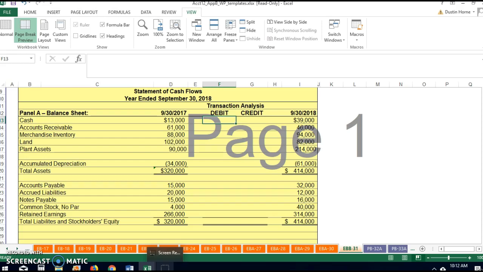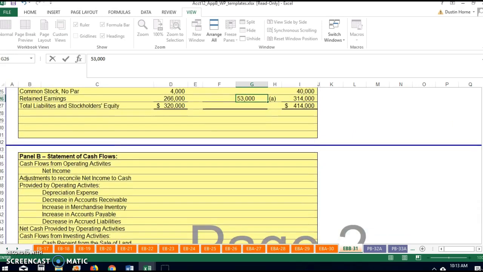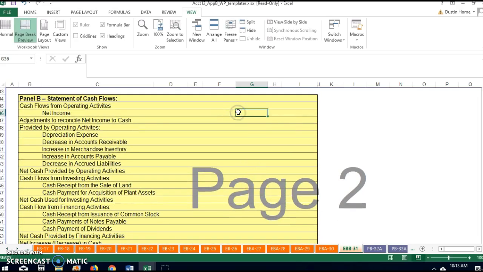Okay, and let me try to get this in order. First of all, you want to put your net income as transaction A, and net income was 53,000. So that increases retained earnings. And then what we want to do is put that on our cash flow statement. And I've already set it up too, where net income is. You want to put the $53,000. All right, so this would be transaction A.